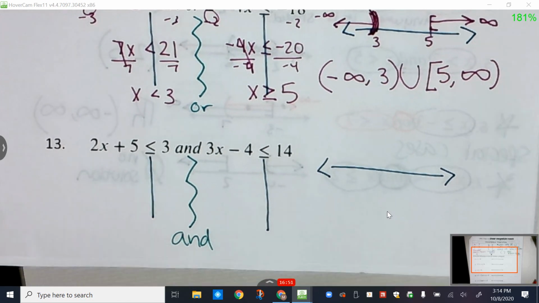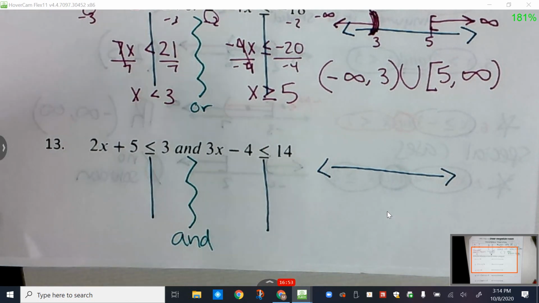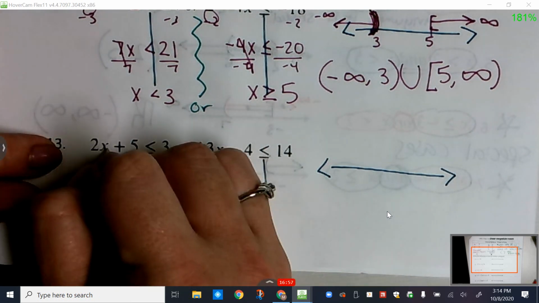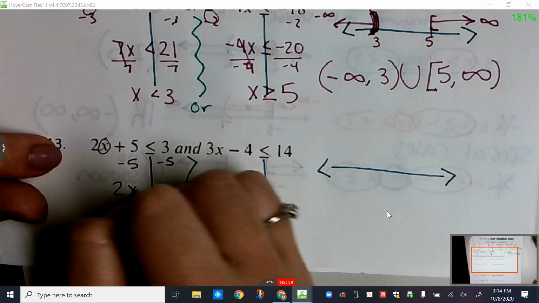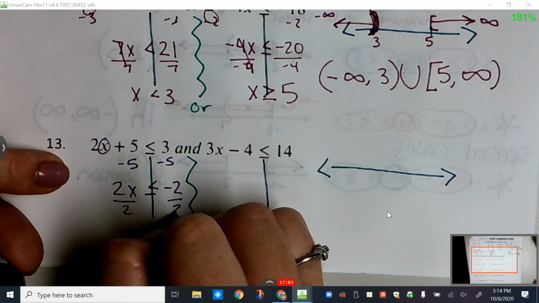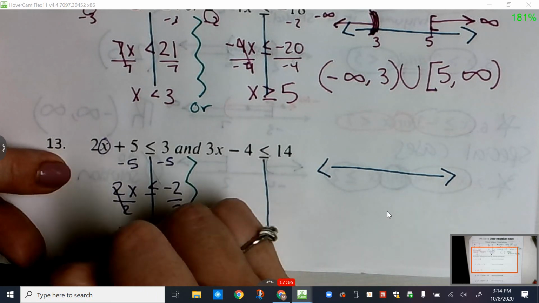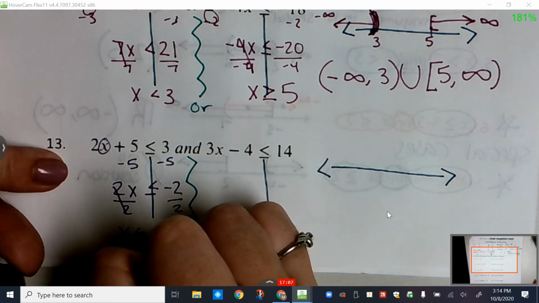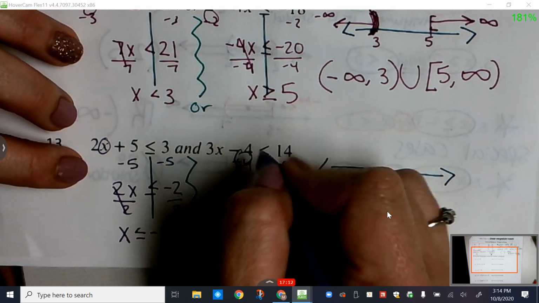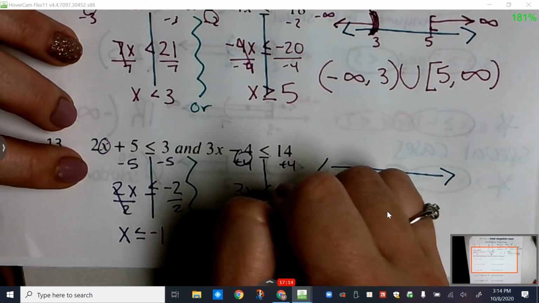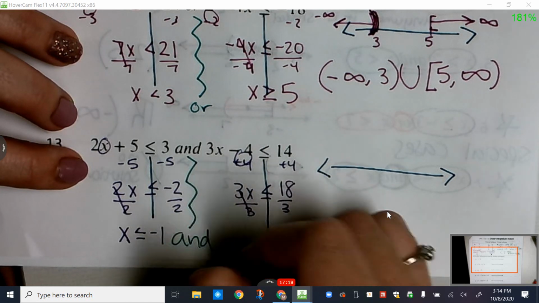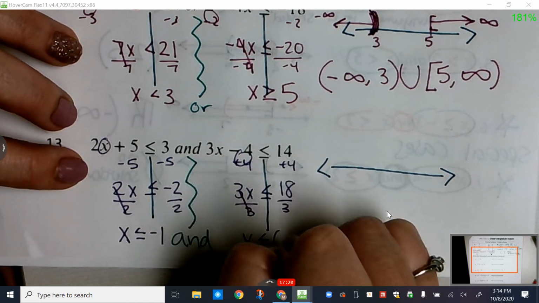Okay, now this one is a little different when it comes to graphing, not when it comes to solving. So we're going to solve it the same. We're going to subtract 5 from both sides. We're trying to get x by itself, so we get 2x is less than or equal to negative 2. Divide by positive 2, divide by positive 2, so I don't flip my symbol. X is less than or equal to negative 1. Add 4 to both sides. We get 3x is less than or equal to 18. Divide both sides by 3. X is less than or equal to 6.